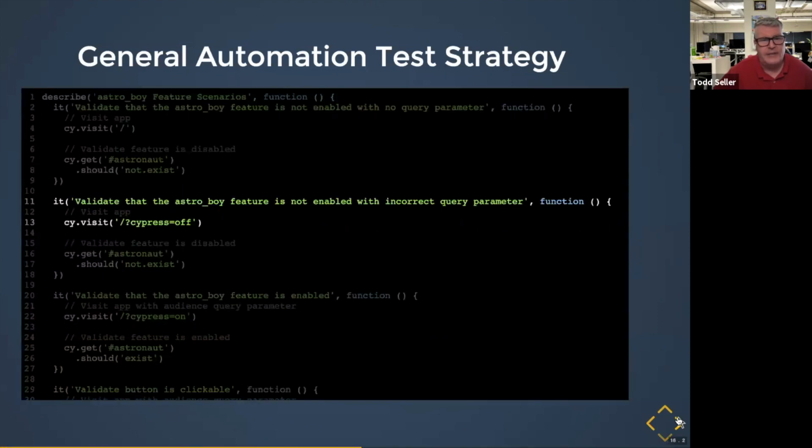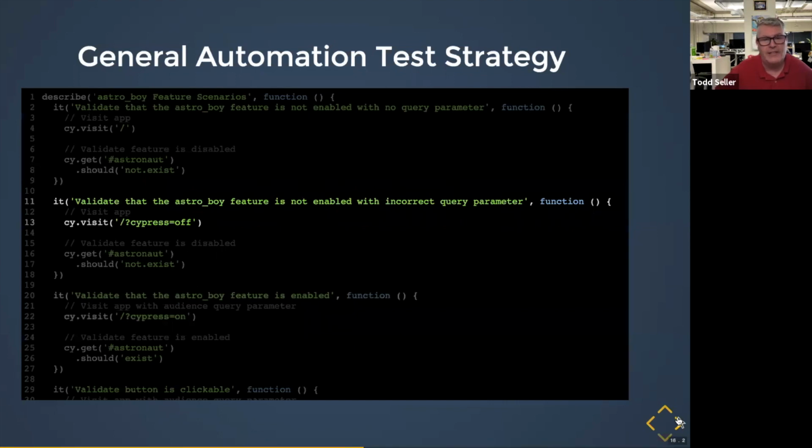And then within my test runner, like in this case, I'm validating that the feature is not enabled. Now, technically, because the requirement is Cypress equals on, I don't actually need to pass this Cypress equals off query parameter, but it actually gives me a second validation to validate that the audience condition itself is working as it's supposed to.